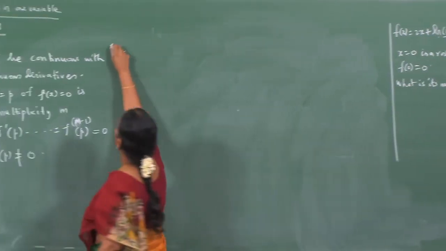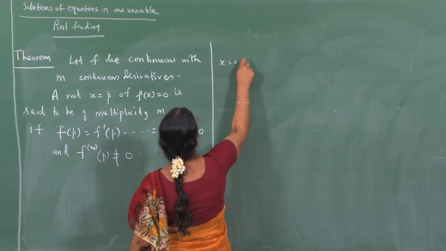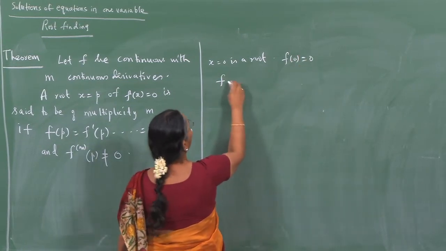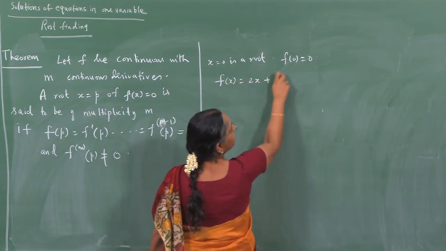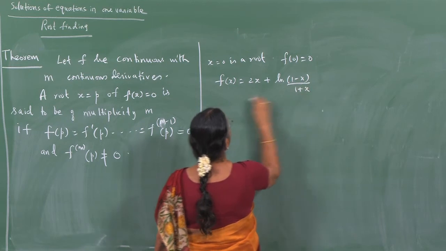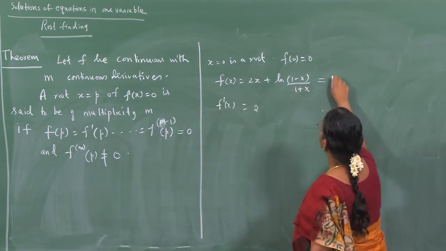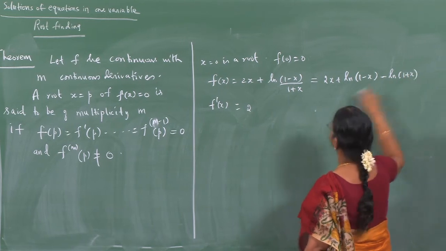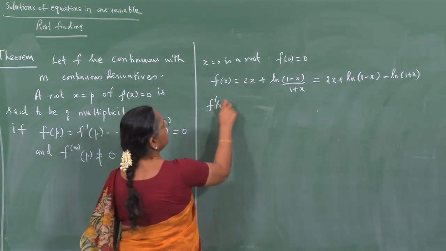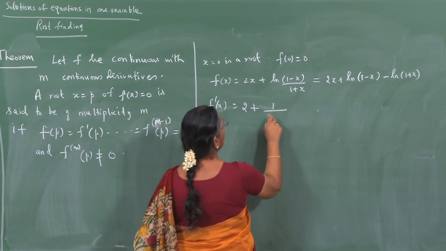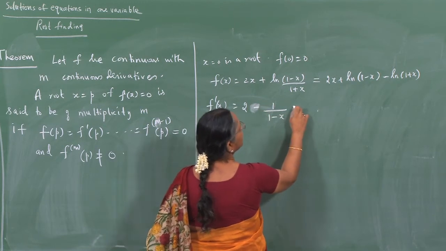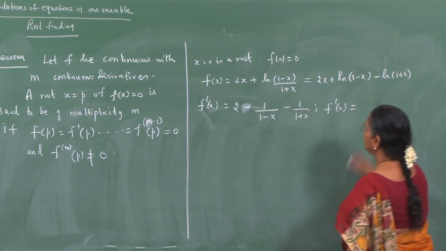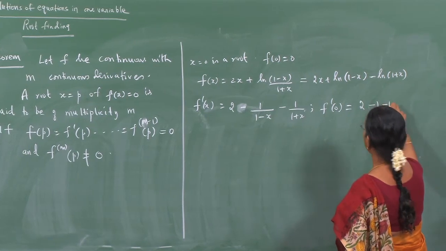So, we have determined what the root is, namely x is equal to 0 is a root and therefore, f of 0 is 0. So, let us compute f prime. What is f of x? It is 2x plus log of (1 minus x) by (1 plus x). I rewrite this as 2x plus log(1 minus x) minus log(1 plus x). Now, I compute f dashed of x and that will be 2 plus 1 by (1 minus x) into derivative of (1 minus x), minus 1 by (1 plus x). So, let us find what f prime 0 is. So, that is going to be 2 minus 1 minus 1 and that is 0.